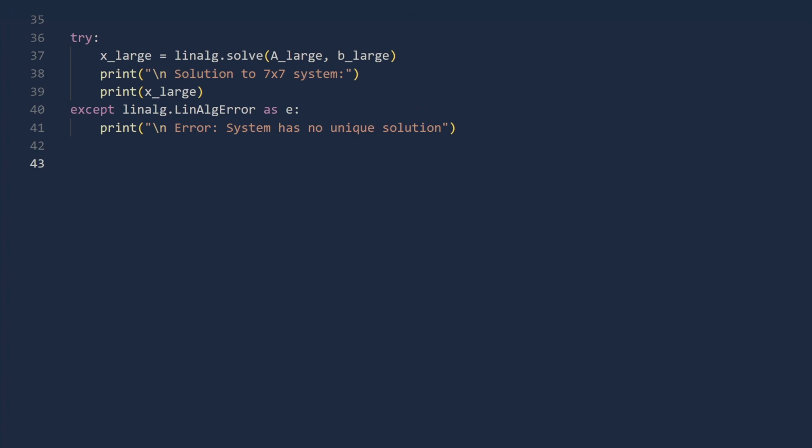Not all systems have solutions. Some are inconsistent or have infinite solutions. Let us examine a singular case where no unique solution exists.